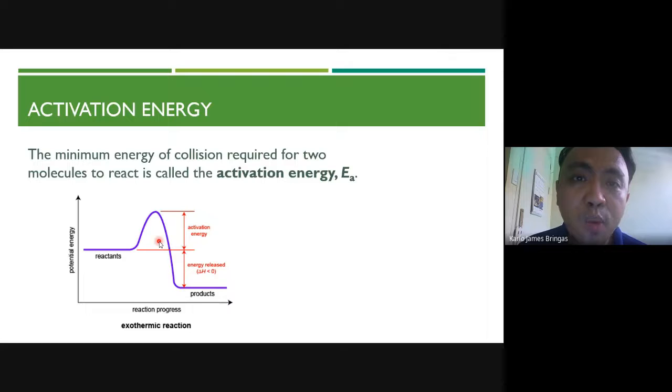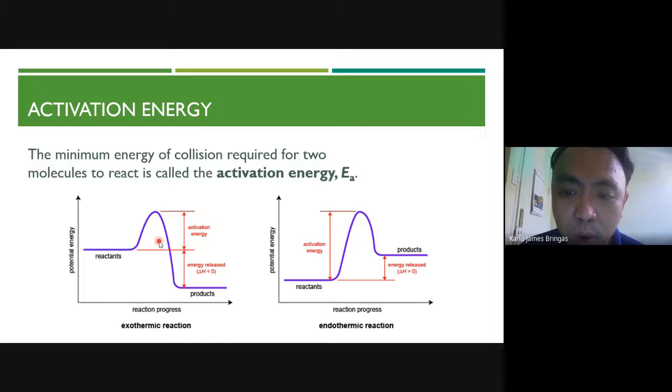We can visualize our activation energy as kind of like a barrier that our reactant molecules have to climb over before they can be turned into products. We can make a similar energy diagram for an endothermic reaction as follows. As you can see here, ang delta H natin is greater than 0 since ang products has a higher potential energy than the reactants. And this hill na kailangan nating akyatin to get into the products represents our activation energy.